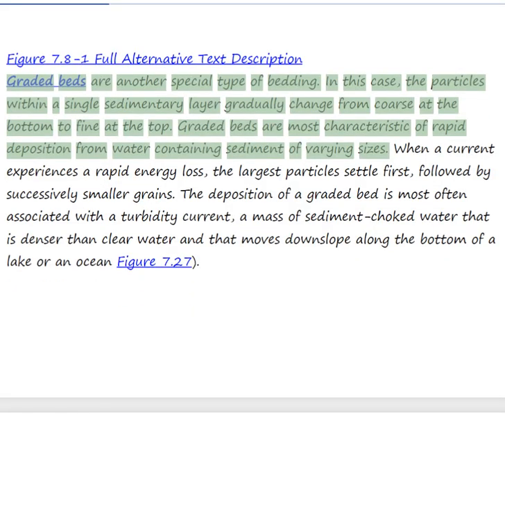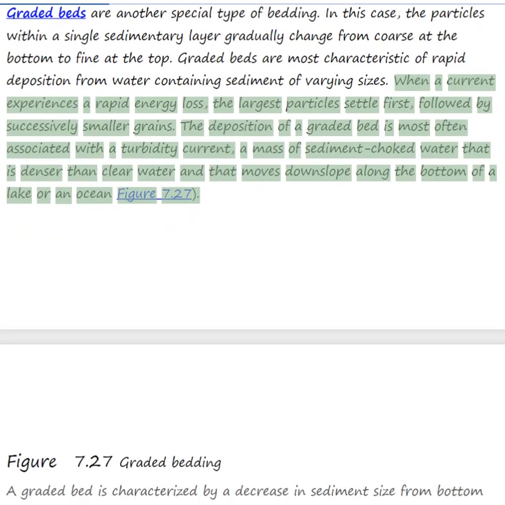Graded beds are another special type of bedding. In this case, the particles within a single sedimentary layer gradually change from coarse at the bottom to fine at the top. Graded beds are most characteristic of rapid deposition from water containing sediment of varying sizes. When a current experiences a rapid energy loss, the largest particles settle first, followed by successively smaller grains.